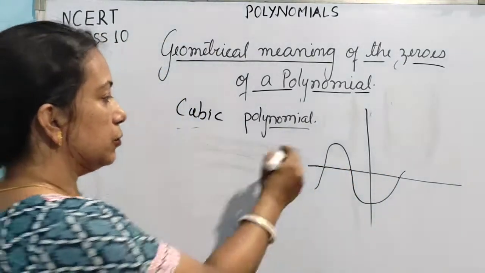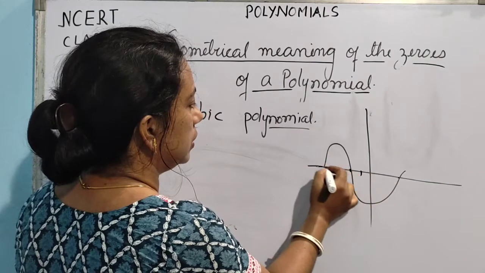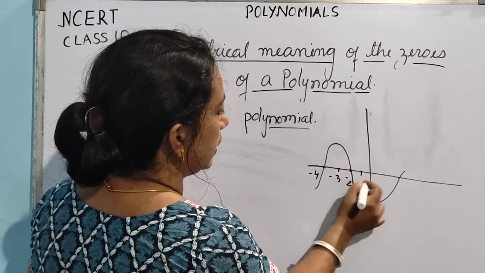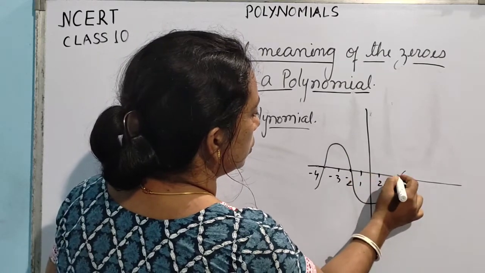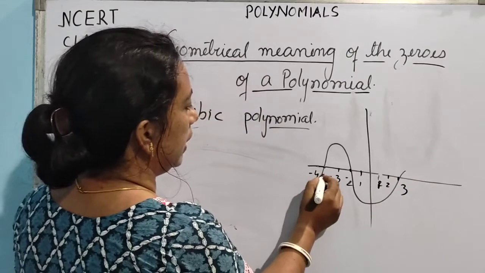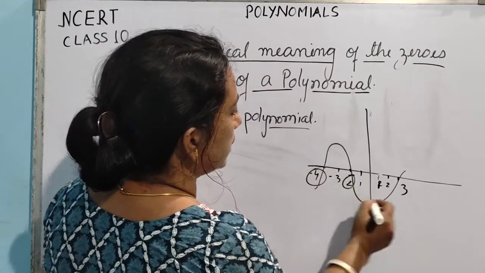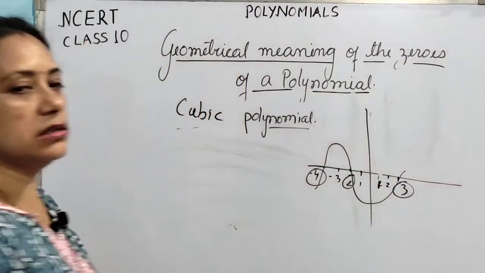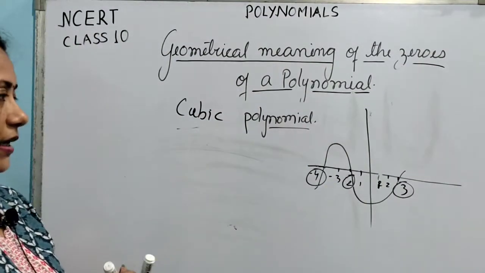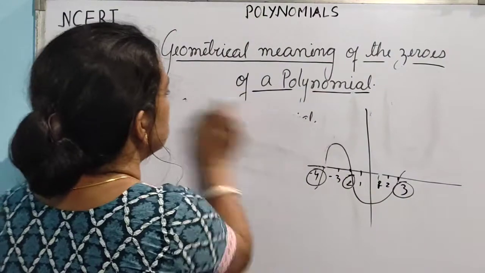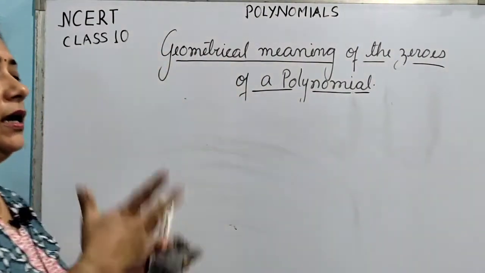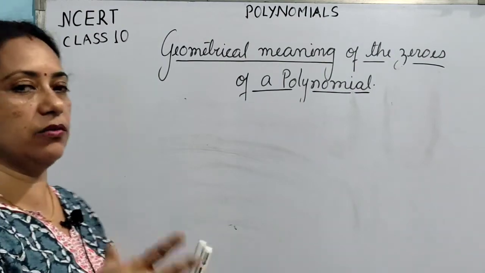Suppose this is x equal to minus 4, this is minus 3, this is minus 2, this is 1, 2, and suppose this is 3. So x equal to minus 4, minus 2 and 3 will be the zeros of that polynomial for which the graph is this one. Similarly you may be having biquadratic polynomials. In case of biquadratic polynomials you will be having 4 zeros.